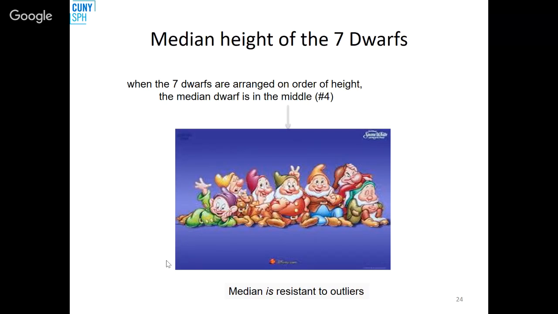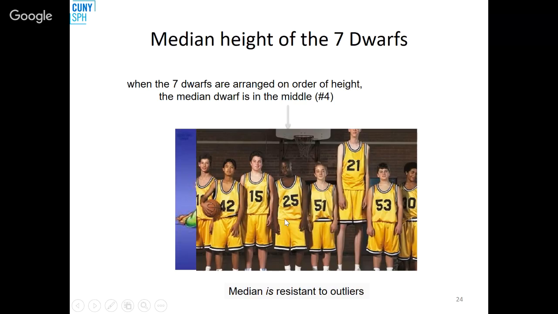And just by way of example, if we stack up the 7 dwarfs from shortest to tallest, here's the median, the guy in the middle. If we add a super tall basketball player, it's still just the one in the middle.